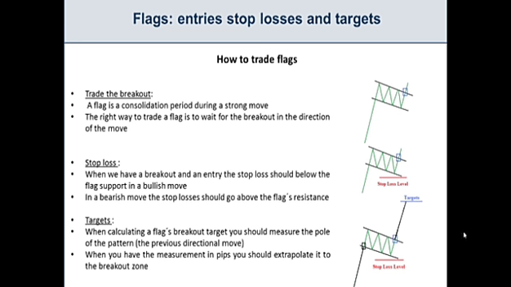So a complete trade on a flag should be this way. We have the pole of the flag, then the consolidation period, then the breakout. When we have the breakout, we put our stop loss below the flag support, and we put our targets or our exit area at the same distance that this low is from this high.